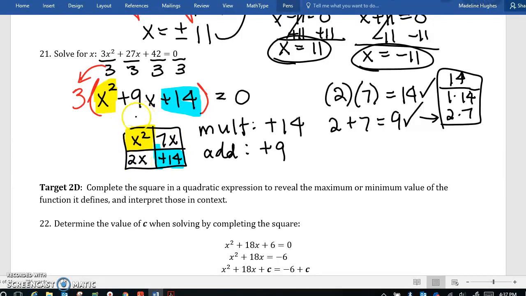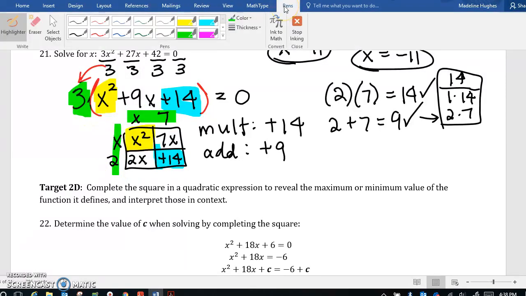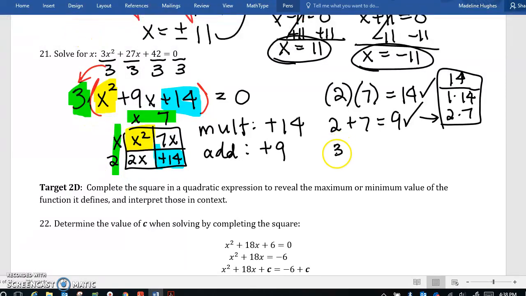To get x squared, we need x times x. To get 7x, I need the 7 along the top up here. And to get 2x, I need the 2 along the side here. So my factors, x plus 7, x plus 2, don't forget the GCF out here. So 3 times x plus 7, x plus 2 equals 0.